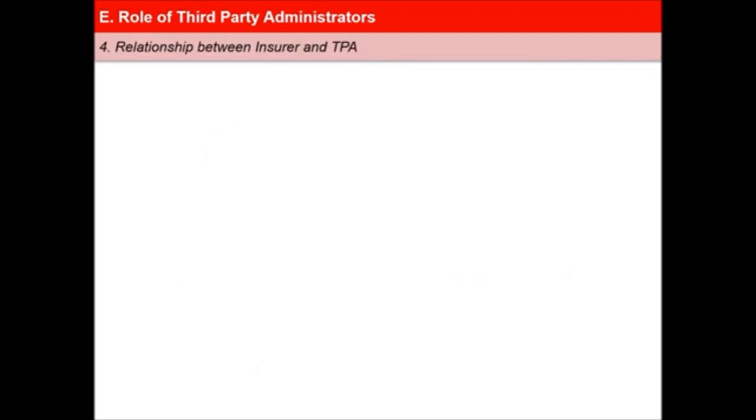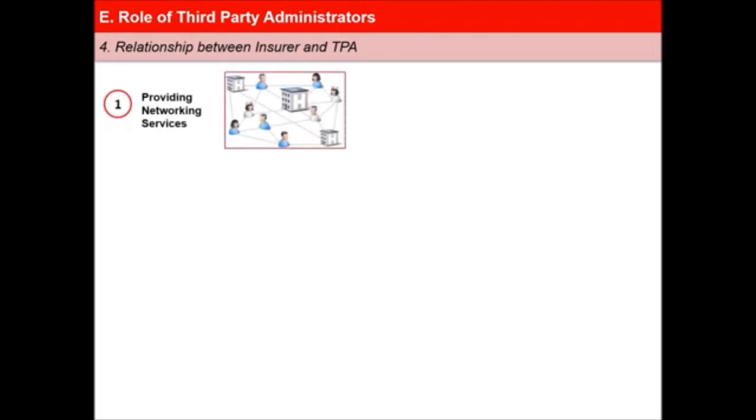The services that an insurer expects out of the TPA are as follows. Provider networking services. The TPA is expected to build a relationship with a network of hospitals across the country, with the objective of providing cashless claim payments for health claims to the insured persons.